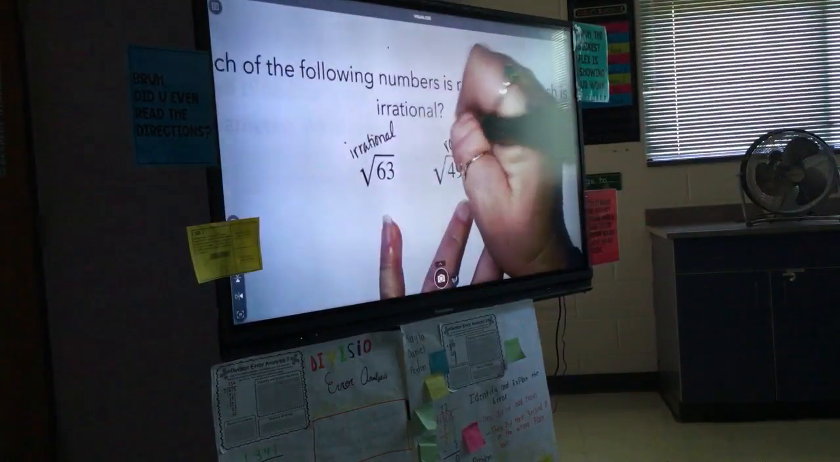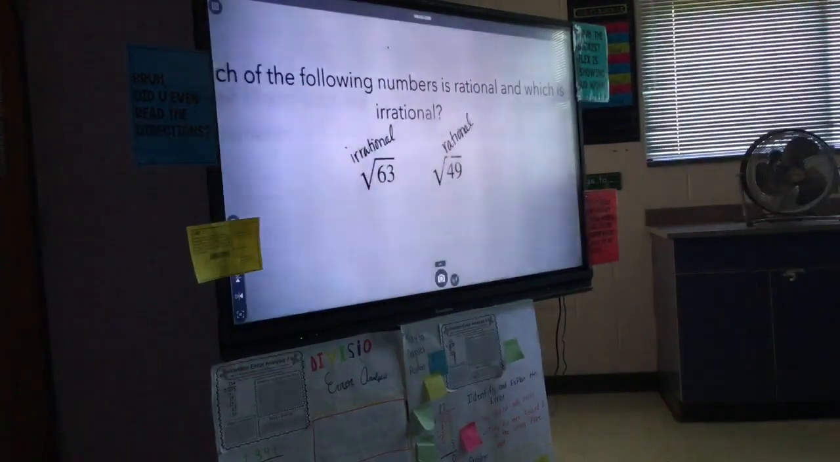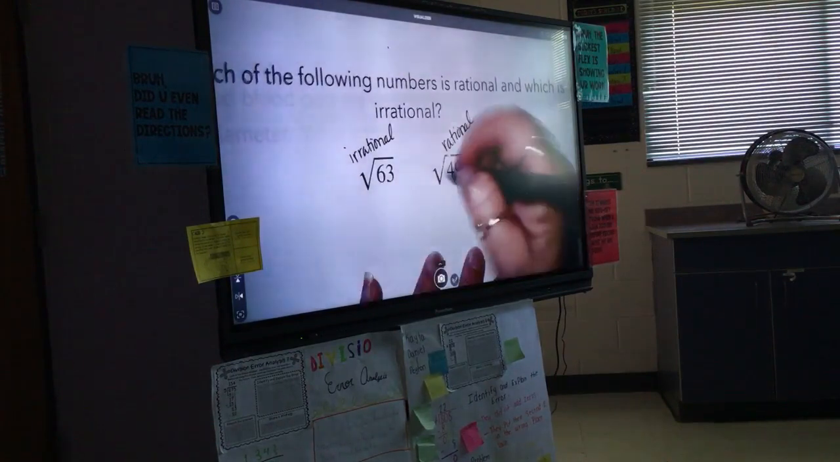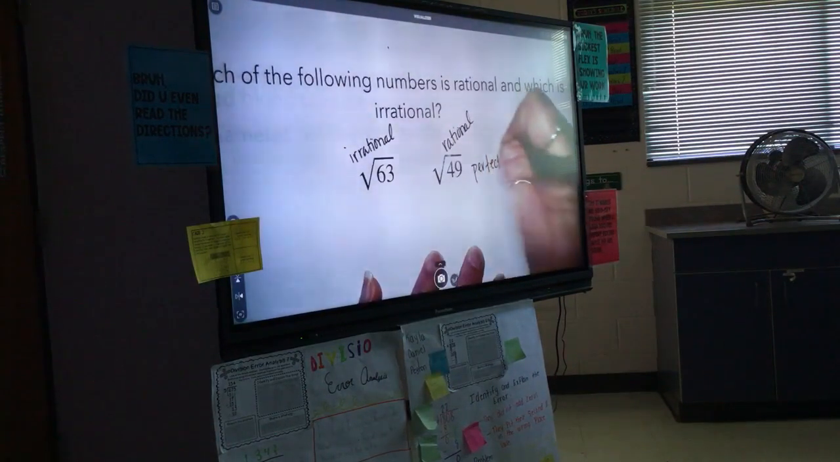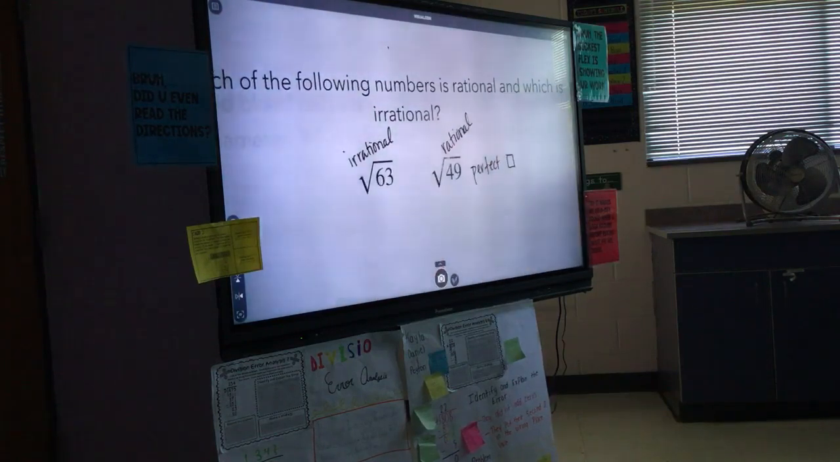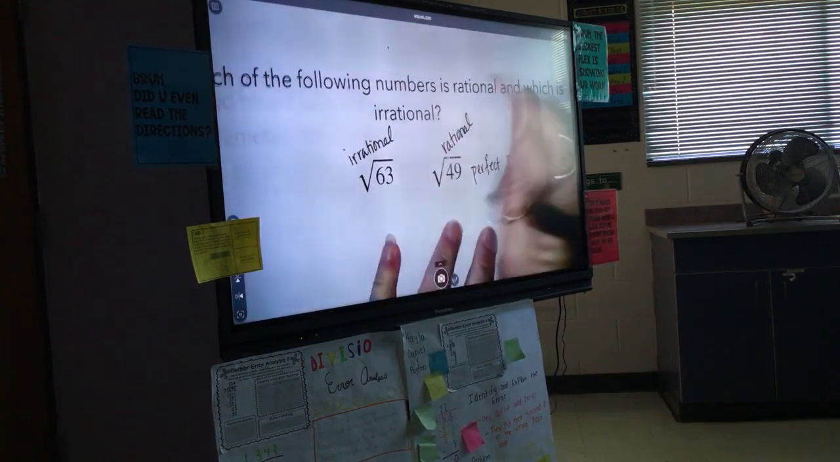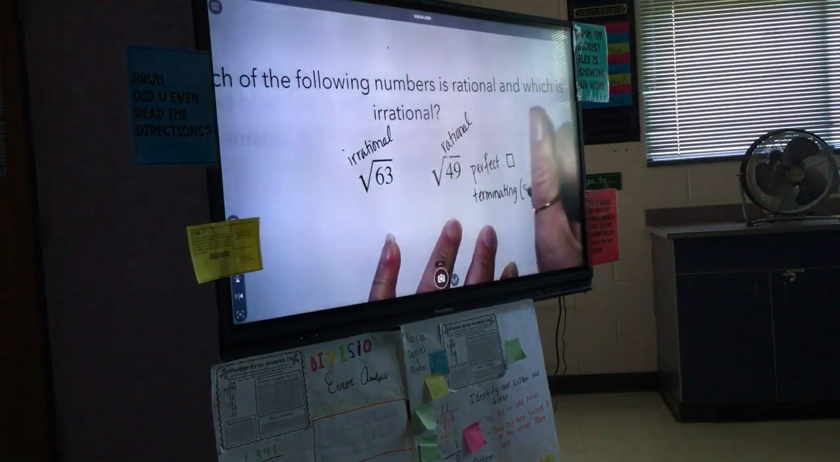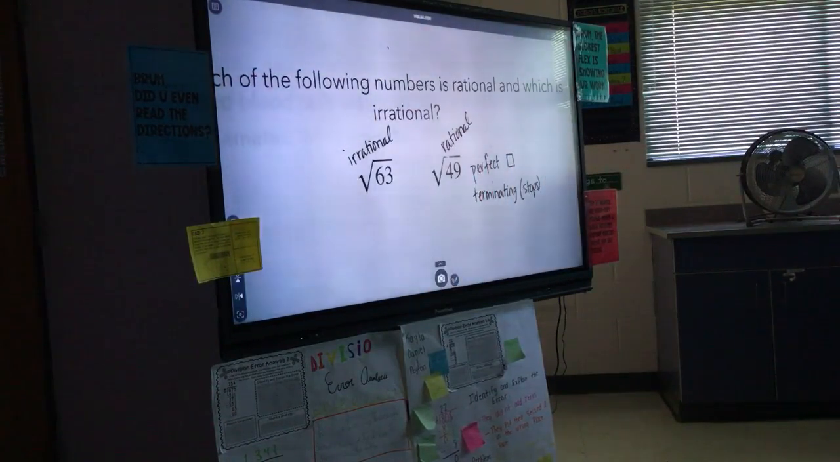Now, raise your hand. I saw a couple of good things as I walked around. So what's one reason why the square root of 49 is rational? Perfect square. It's a perfect square. Brayden, you wrote terminating. What do you mean by that? Stops. Like it just stops. Okay, so it ends nice and evenly, but it can be a fraction or a decimal that ends. What about a fraction? Did you figure it out? I don't know.